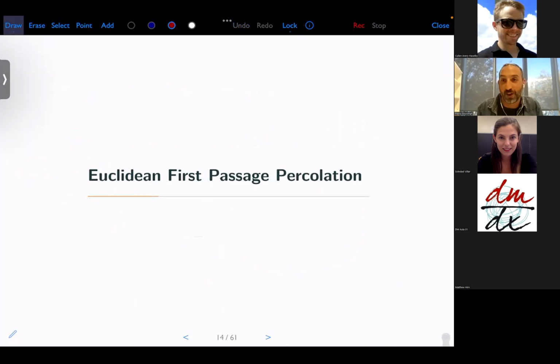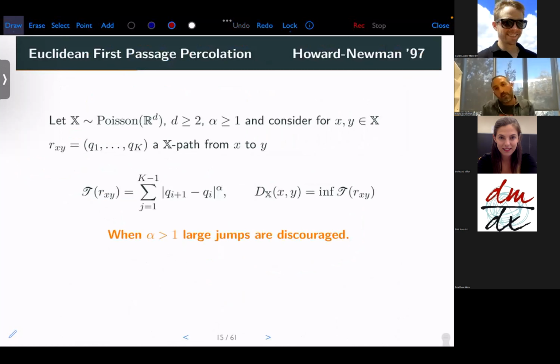So I'm going to start with my original problem. We have endpoints, and we want to understand the geometry of that cloud of points. There's a topic which is very important in the probability community, called first passage percolation. Among those models studied by first passage percolation, there is one called Euclidean first passage percolation, which was introduced by Douglas Howard and Chuck Newman some time ago.